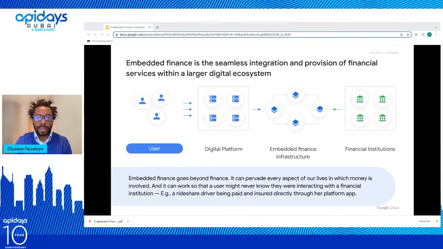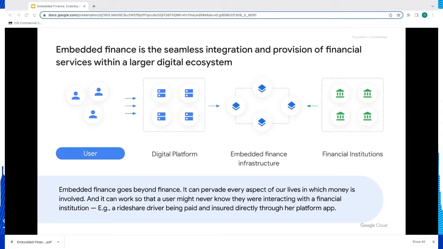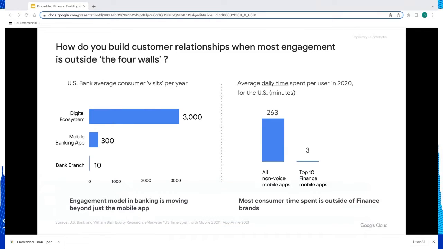As you can see here with this diagram, you've got financial institutions and you've got the user at the far left of the diagram. And what embedded finance tries to do is to ensure that at any single point within the customer journey, you can find financial services that are relevant to your journey at that point in time. For example, a rideshare driver being paid and insured directly through the platform app itself.